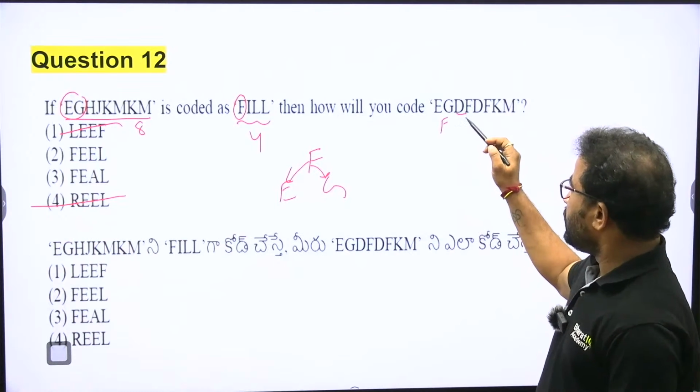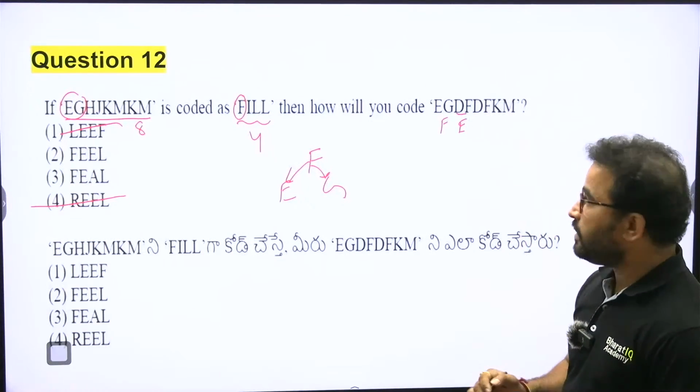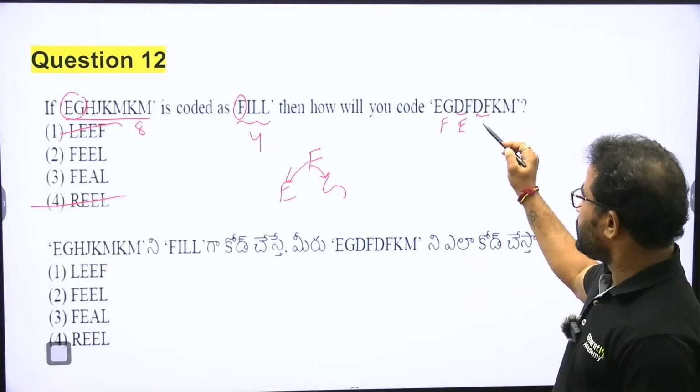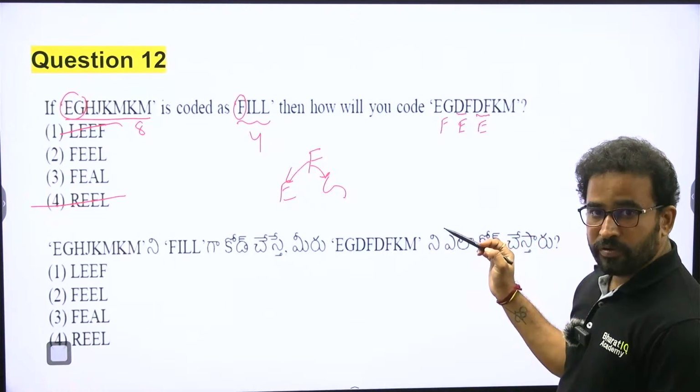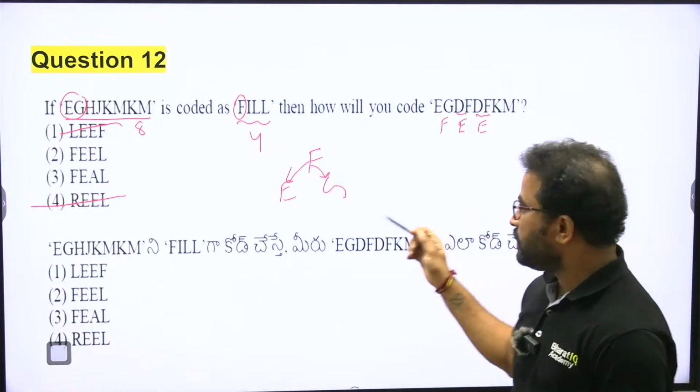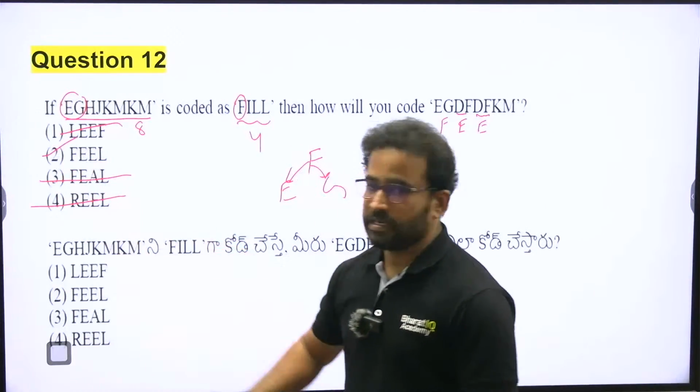Next one, between D and F, which alphabet exists? E. Between D and F, again E only. So how many options start with F, E, E? Only the second option. That is the right answer.